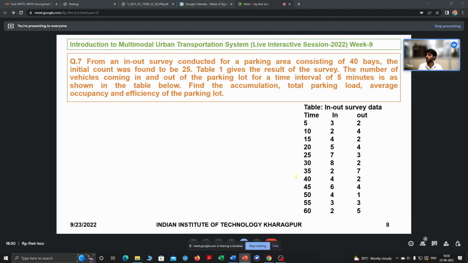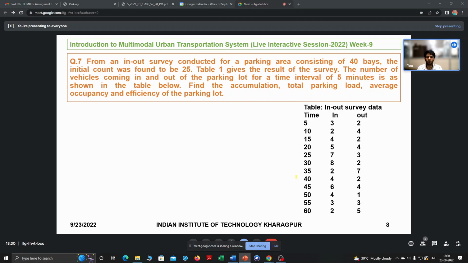So this is the last question, and it is the numerical one. It is about parking. It is not so difficult, it is relatively straightforward. From an in and out survey conducted for a parking area consisting of 40 bays. So a parking area has 40 bays, right? 40 bays means the capacity is 40, not in terms of hours, but at a particular time.